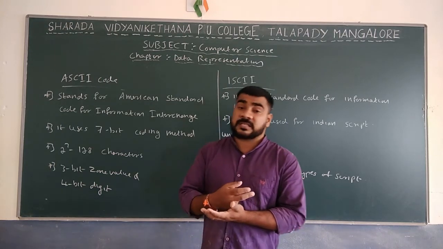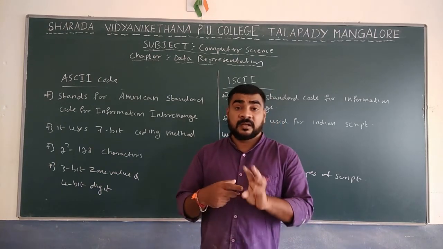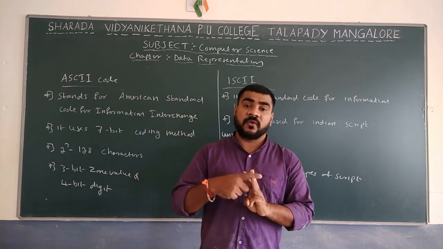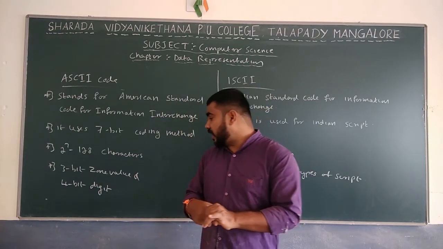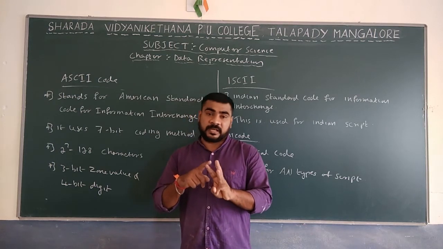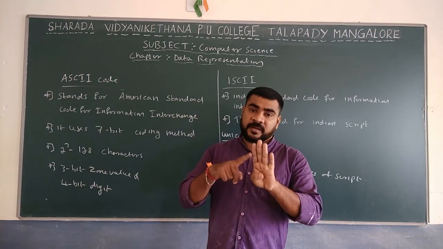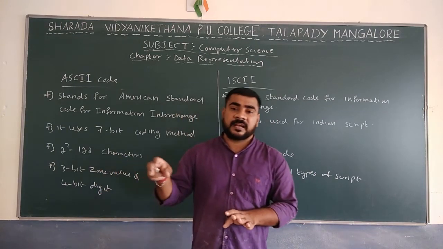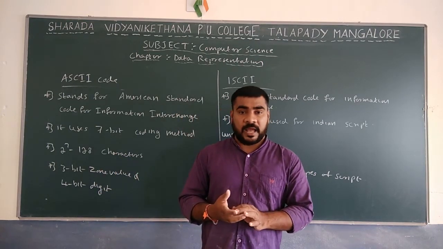It uses 7 bits. In the 7 bits, the first 3 bits are known as the zone value and the remaining 4 bits are known as the digits. So like that we can represent 128 characters.